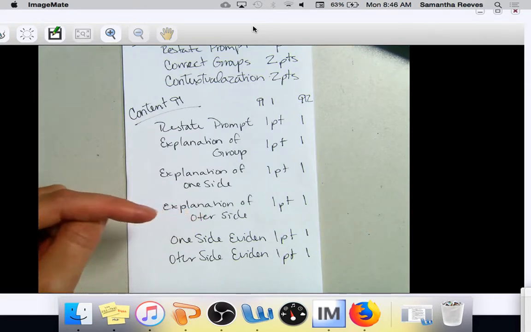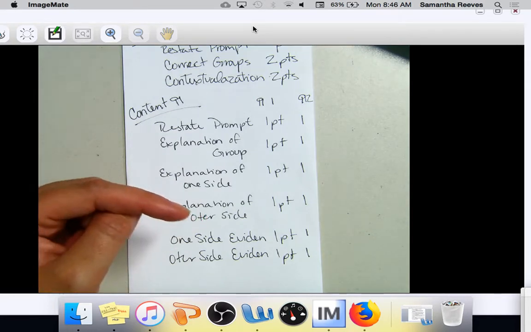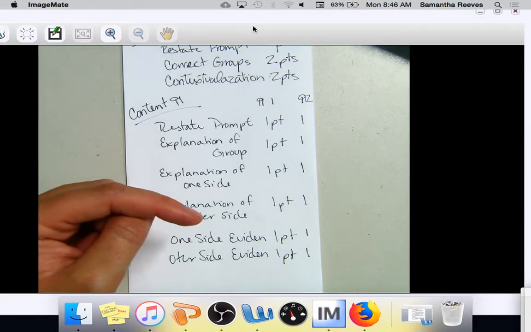All right, here we go. If you're chatting, I'm assuming you're done, so you should be starting to look at content in paragraph two and start scoring that. Let's go, Emma.